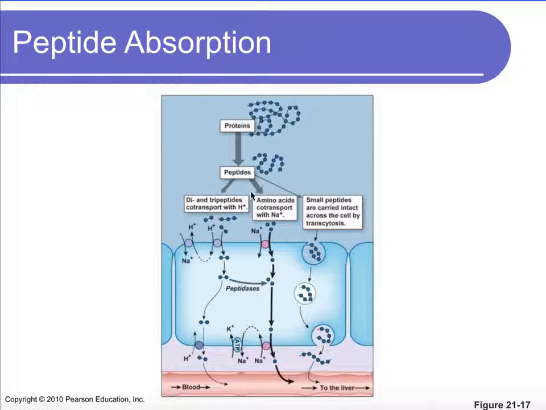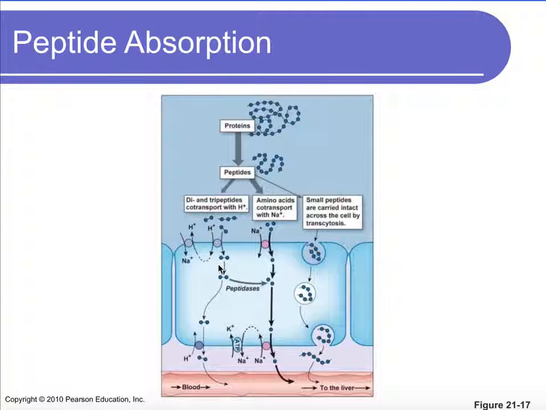Let's say we didn't do such a great job, so we didn't get down to single amino acids. Instead, we have di and tripeptides, 2 and 3 amino acids stuck together. In that instance, think of hydrogen ions. These guys are going to come into our cell with hydrogen, and on the other side, it will exchange with hydrogen. And again, it will go into our bloodstream.